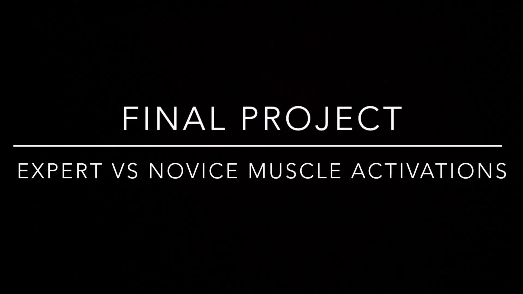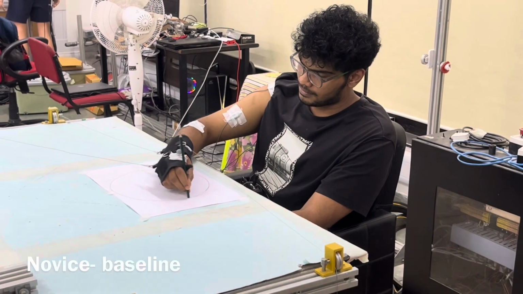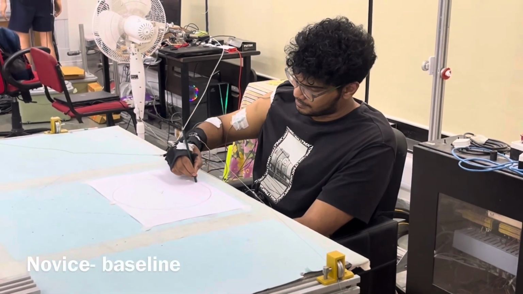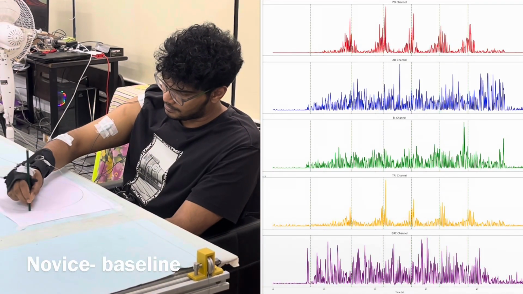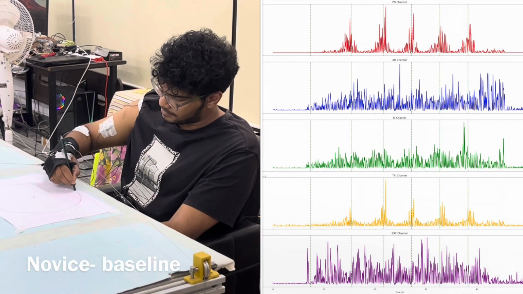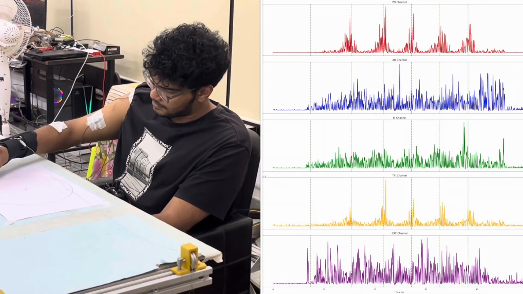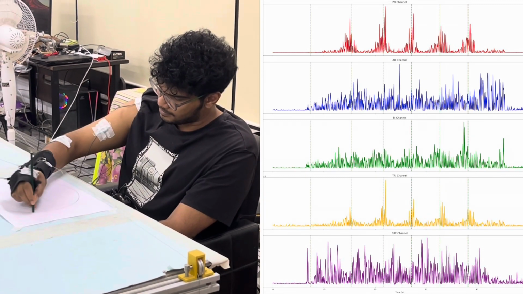We investigate differences in muscle activation when an expert versus a novice draws a circle while there are external constraints. Here we have the novice drawing the circle without any external constraints, and as we can see, there is high EMG activity across all muscles, even between antagonist muscles, because they tend to be bracing the arm to stabilize hand movements because fine control is lacking.